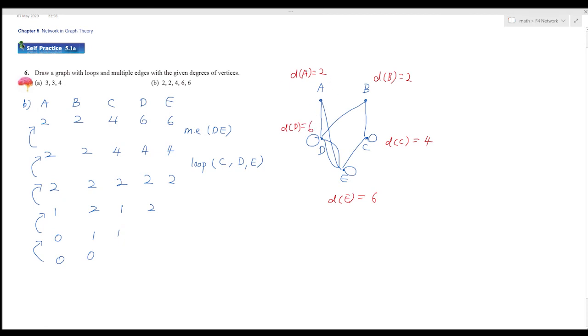So we check whether our answer is correct or not. Okay, degree A, B, C, D, E. Yeah, that's the correct answer.